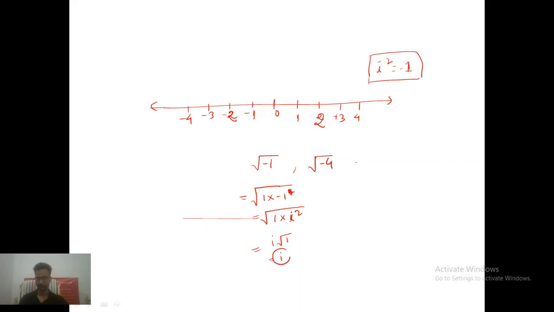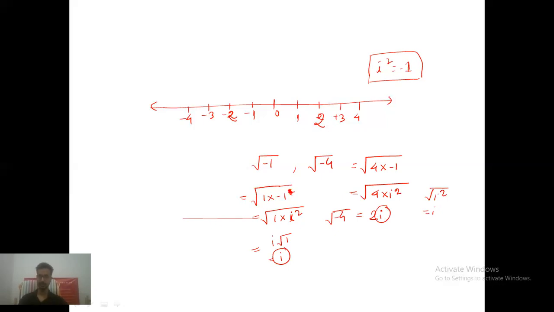Suppose root over minus 4. Root over minus 4 you can write as 4 into minus 1, that means 4 into I square. If you take 4 to the outside it will be 2, and if you take out I square, the square root will be I. Yes or no? This is 2I. So root over minus 4 is 2I. I denotes imaginary numbers.